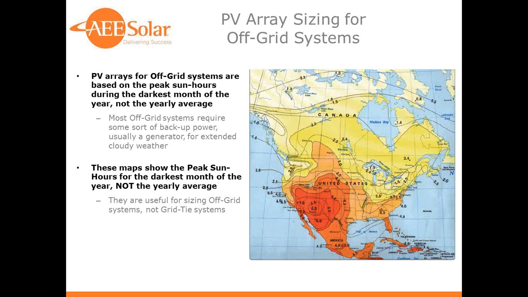And the darkest month of the year might be different worldwide. I mean, here in the U.S., it's essentially December or January, but there are other places in the world where the darkest month might be in the middle of summer because of a monsoon season. So these maps take that into account and are very good, very quick reference. Obviously, the detail for a specific site is not real close, but you can still get a pretty good idea, say in central Mexico or central United States, of what your darkest month peak sun hours are.